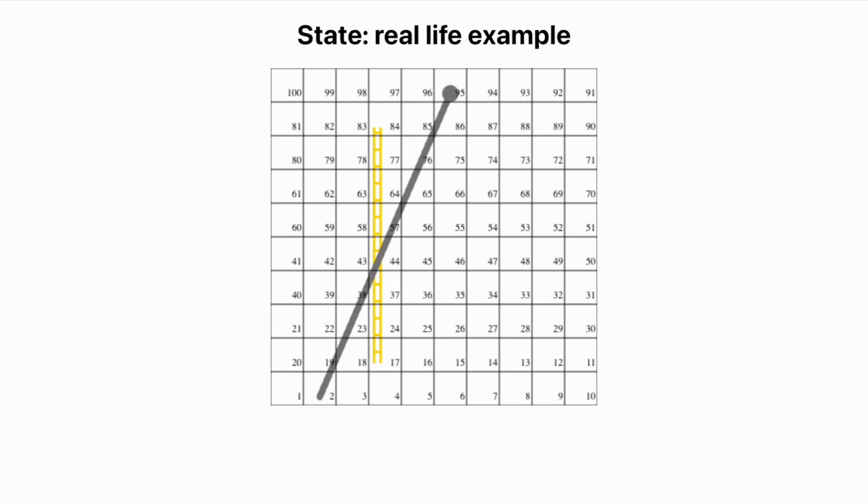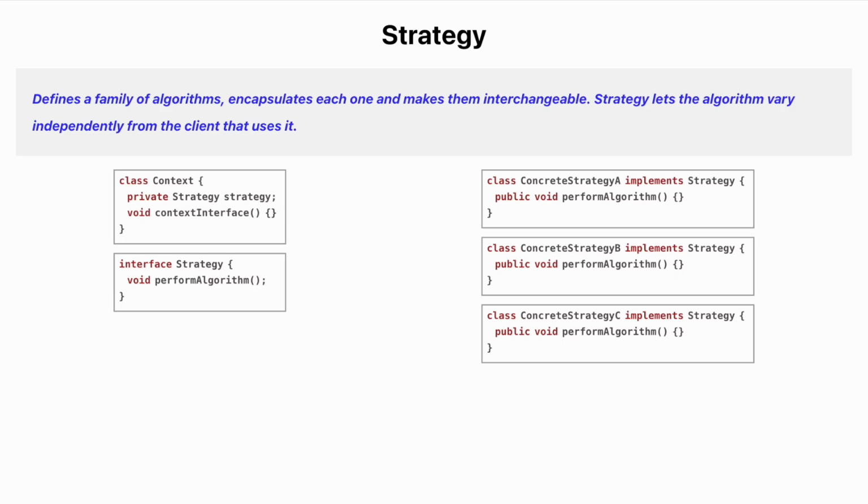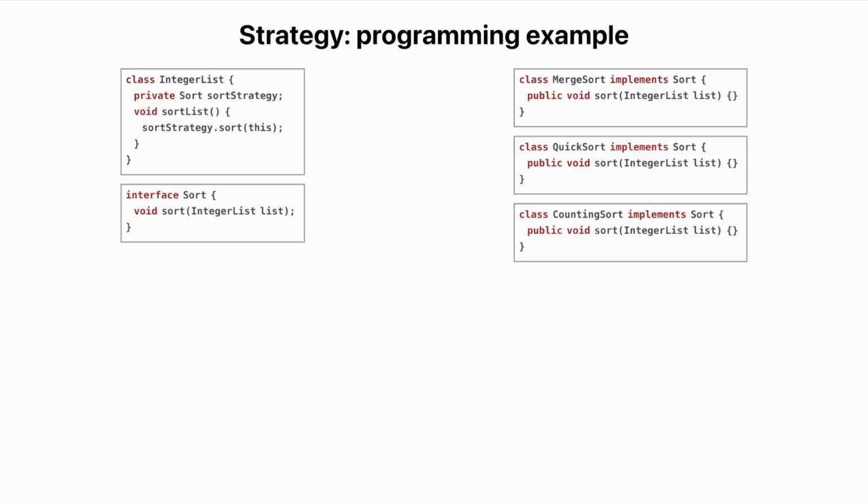Strategy defines a family of algorithms, encapsulates each one, and makes them interchangeable. Strategy lets the algorithm vary independently from the client that uses it. Here, the context can be provided with any concrete strategy instance and the perform algorithm operation can be executed on that instance. For example, in an application, we have to decide between various sorting algorithms based on the range of numbers in the integer list. If the range is smaller, then counting sort is selected, otherwise merge sort is selected.